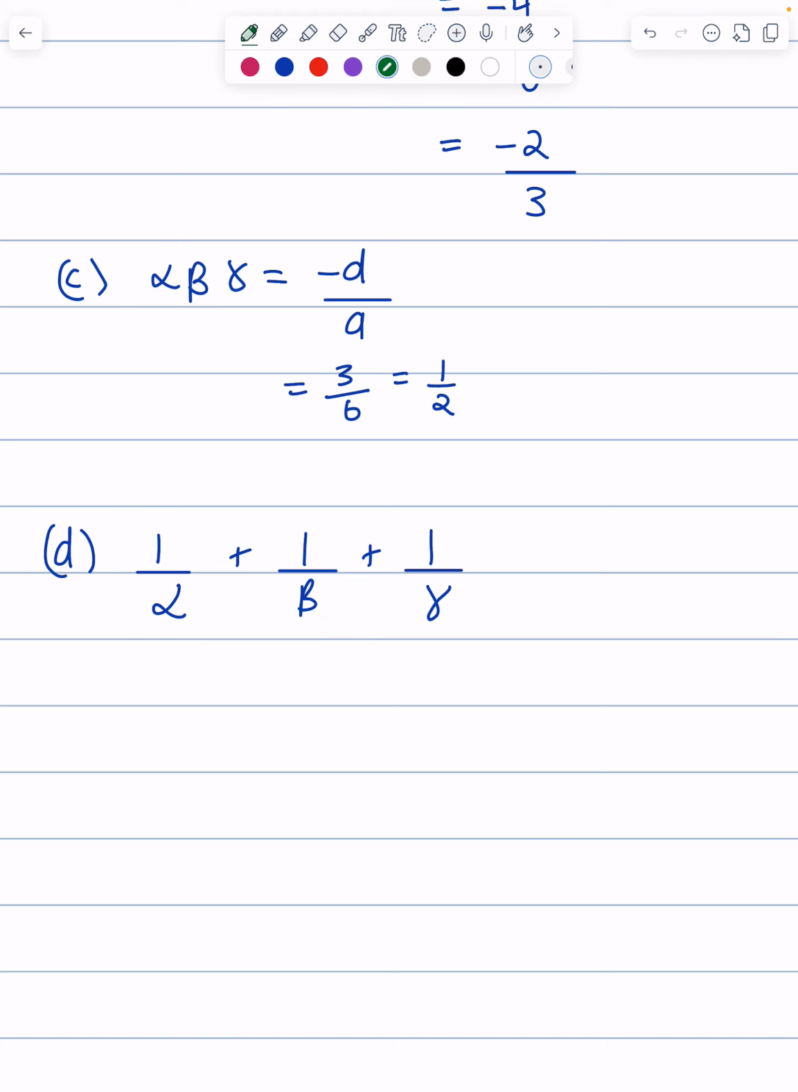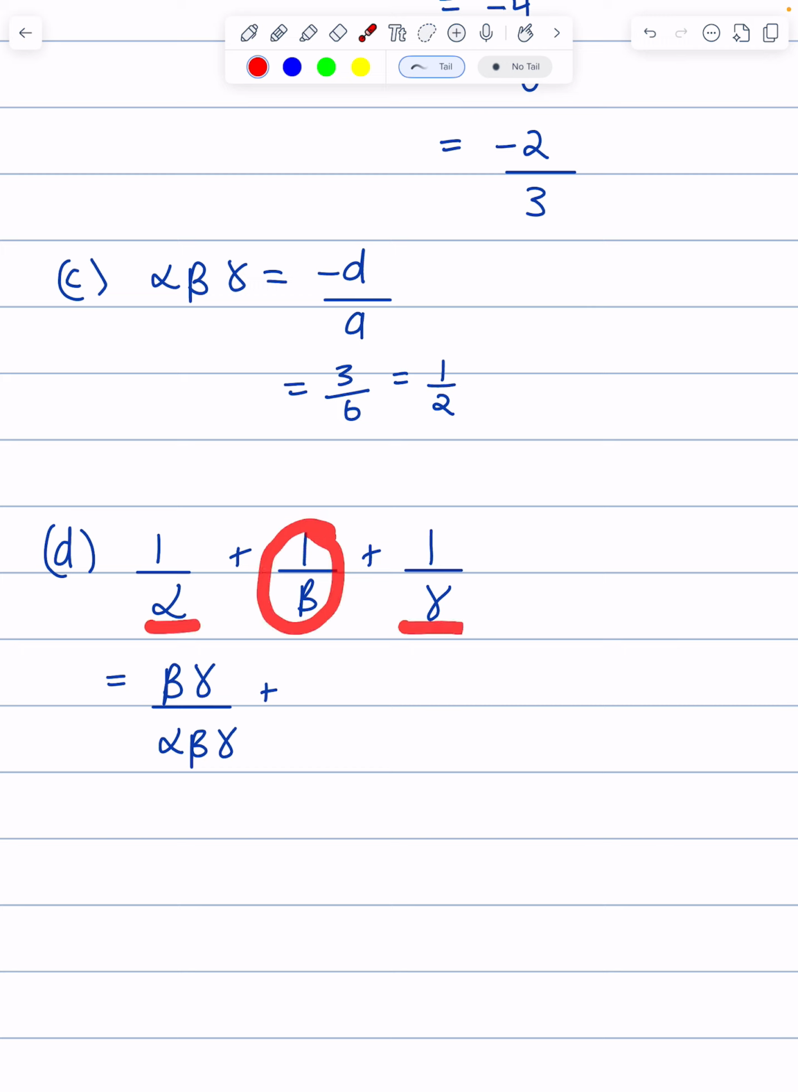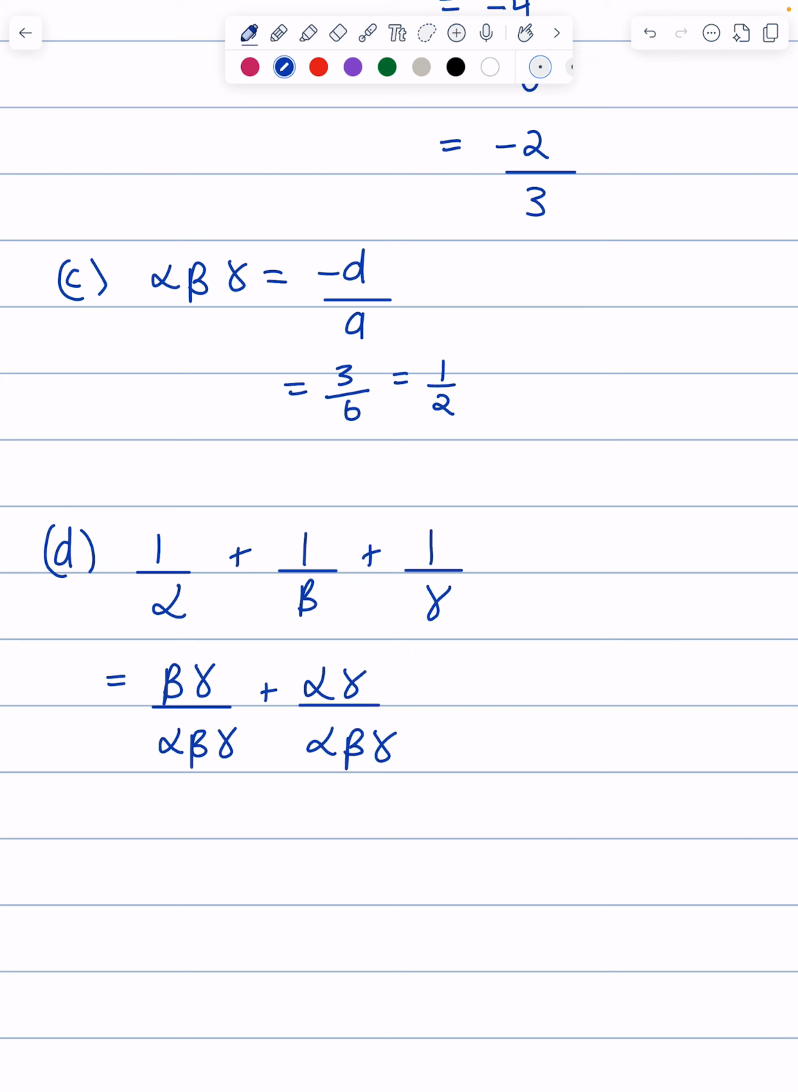So in my next line of working I have beta gamma over alpha beta gamma plus, now I'm going to multiply this fraction by alpha and gamma because those are the two that are missing. So alpha gamma over alpha beta gamma. And lastly, I'm going to multiply by alpha and beta so I can put it all over alpha beta gamma. Now finally, what I can do is simplify this equation here.